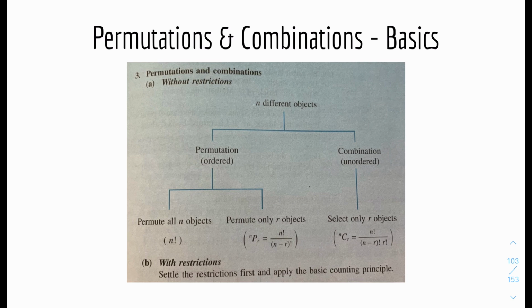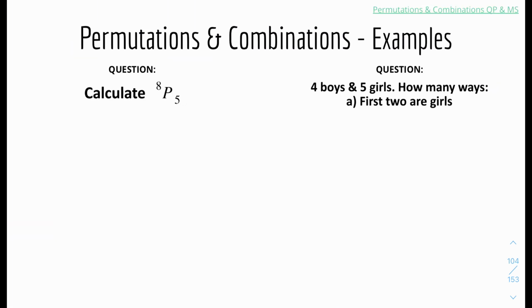Here's just a diagram to show you permutations and combinations without restrictions. Let's say we have n, and we have permutation, ordered, and combination, unordered. You can see the different ways to do it. And now we move on to some examples.